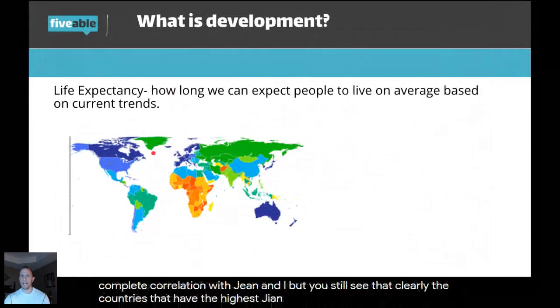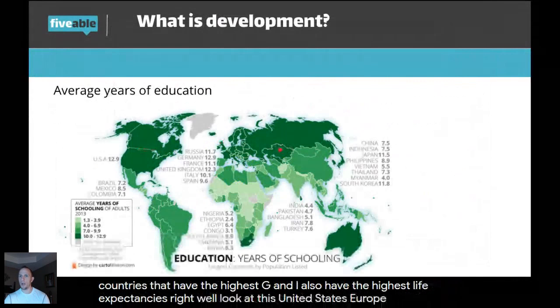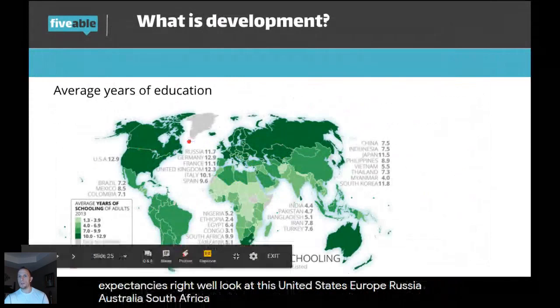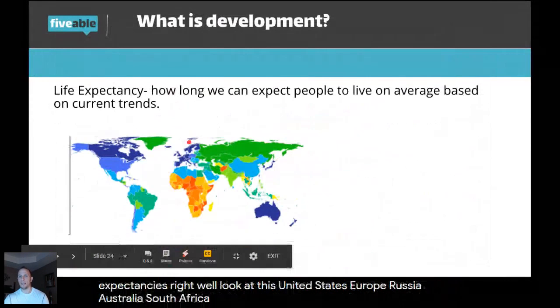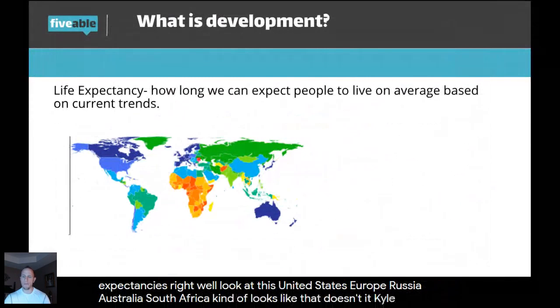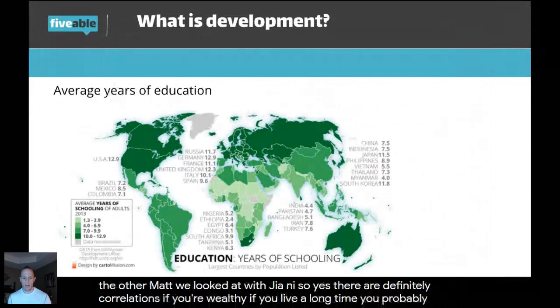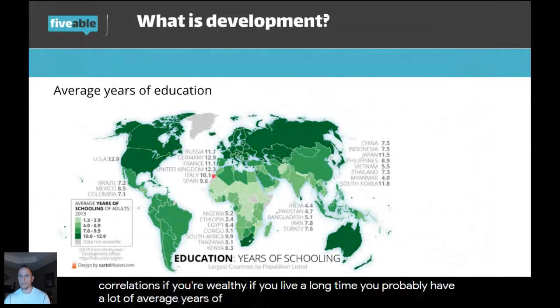Average years of education. Well, look at this: the United States, Europe, Russia, Australia, South Africa. Kind of looks like that, doesn't it? Kind of looks like the other map we looked at with GNI. So yes, there are definitely correlations. If you're wealthy, if you live a long time, you probably have a lot of average years of education as well. There are so many different ways to measure development.